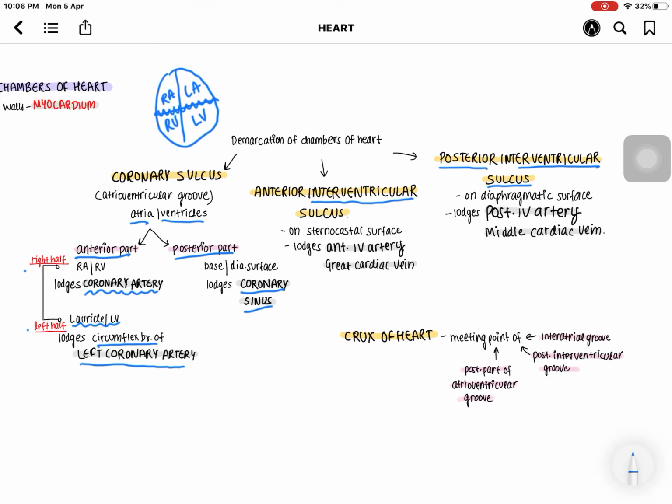The anterior interventricular sulcus is present on the sternocostal surface, and it lodges the anterior interventricular artery and great cardiac vein. These are important MCQs. The posterior interventricular sulcus is present on the diaphragmatic surface of the heart and it lodges the posterior interventricular artery and middle cardiac vein.